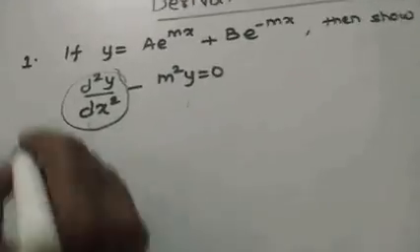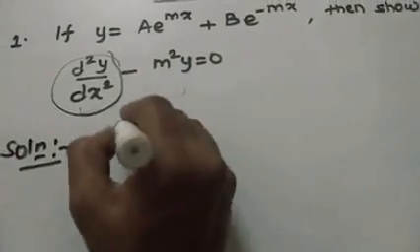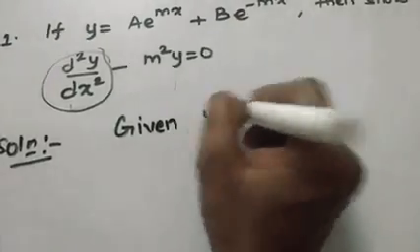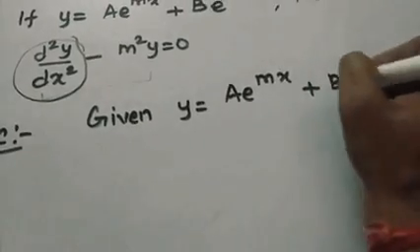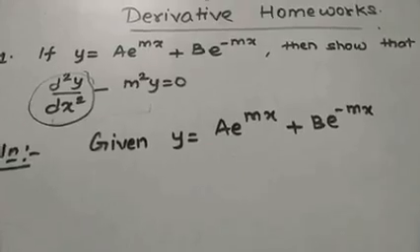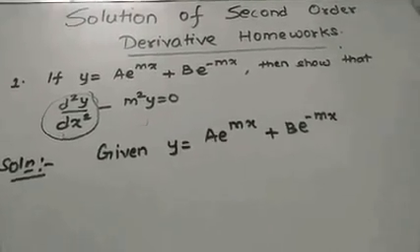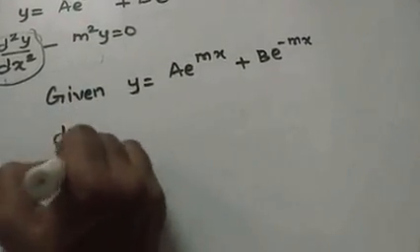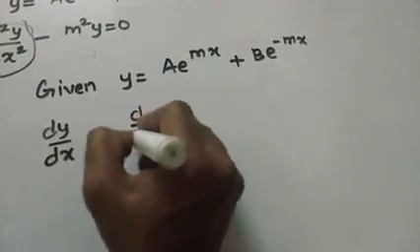So you will write in this way: solution, given y equals a e to the power mx plus b e to the power minus mx. Remember students, capital A and capital B are the constant part, and we know that constants always remain out of the derivative. So let us first of all find dy by dx, that is, differentiating each term separately.